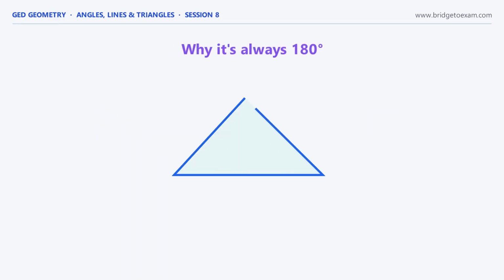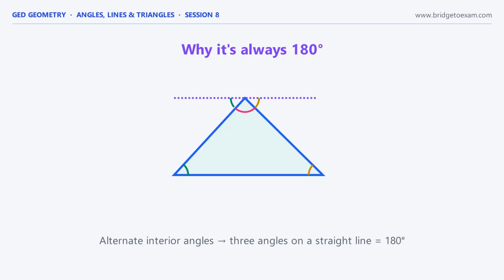You might wonder why the sum is always 180. Here's a beautiful reason. Draw a line through the top vertex, parallel to the base of the triangle. Now the two slanted sides act like transversals crossing parallel lines. By the alternate interior angle rule from Session 5, the two bottom angles get copied up beside the top angle. And those three angles together lie along a straight line, which is 180 degrees. That's why it works for every triangle, not just the ones that look balanced.